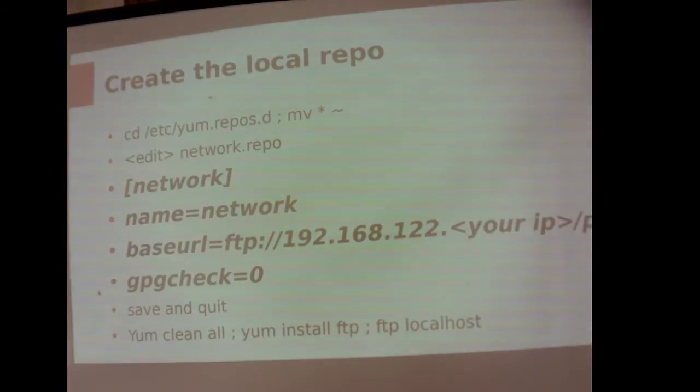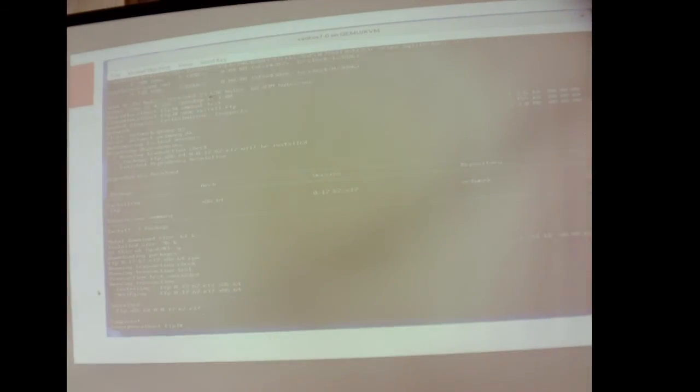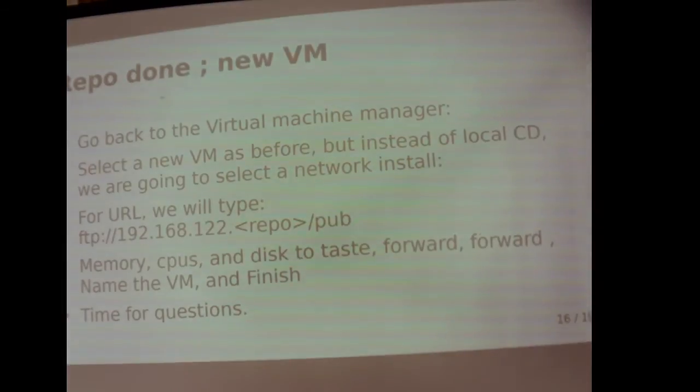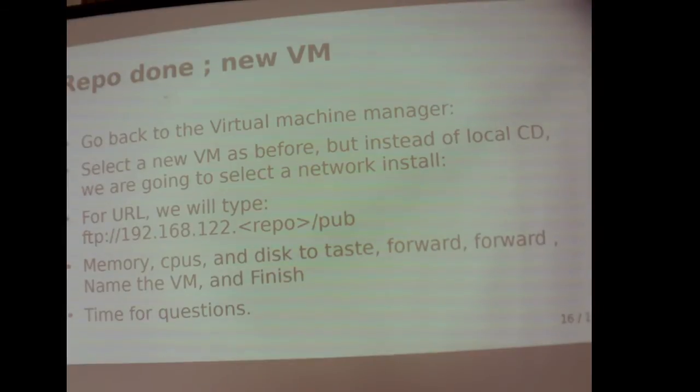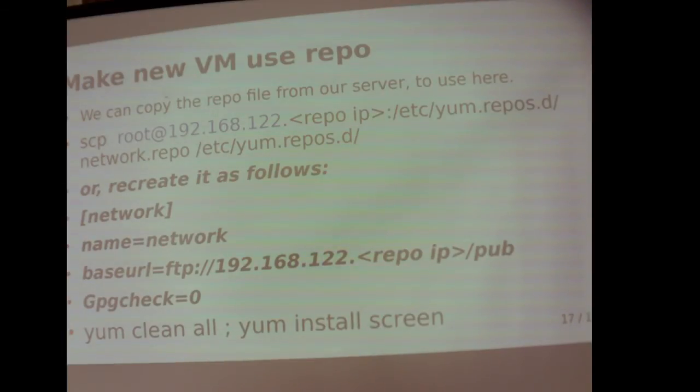So there's two ways we can do this. Let me go back to the slides. Let me see how far ahead of the slides I've gotten here. So let's see, we did all of that. There's a page showing a successful FTP install. Oh, I'm not that far ahead. So we went to the virtual machine manager, selected new VM as before, but instead of local CD, we did a network install. So I typed that in with 188 for repo. That's pretty much it. We had time for questions.